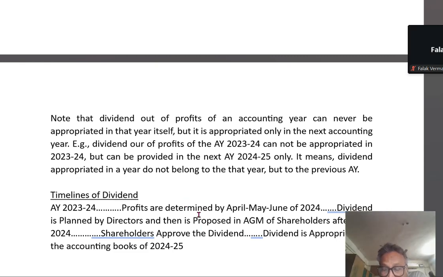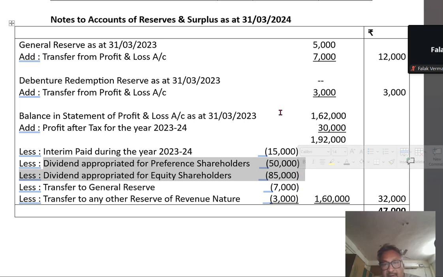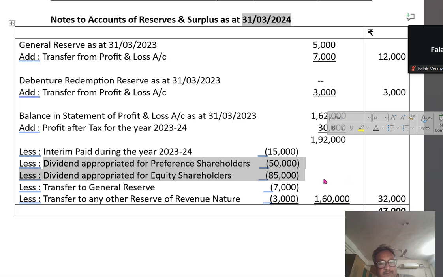Have you understood, guys, what I explained here? Yes, sir. So dividend appropriated here out of the profits of 23-24 actually are not out of the profits of 23-24, but they are out of the profits of 22-23. We are appropriating them during 23-24. It means they belong to the accounting year 22-23.